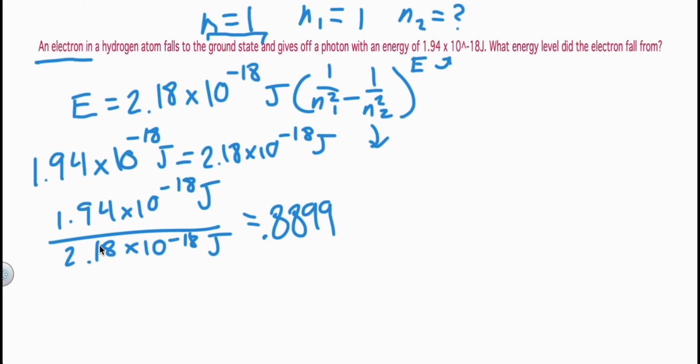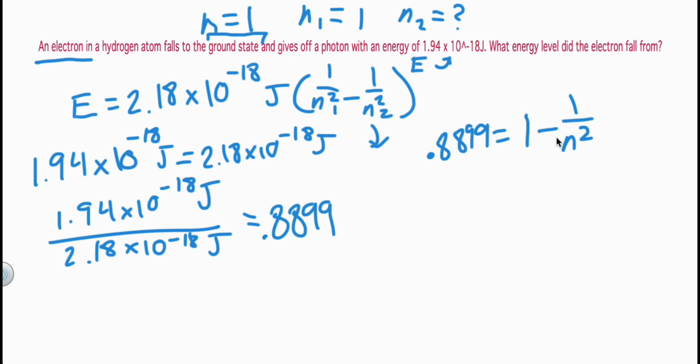So we have 0.8899 equals 1 over... and because we know that the first n term is 1 over 1, we don't even have to write all that out. We can just say 1, because 1 divided by 1 is 1. So 1 minus 1 over n squared, and then you don't have to write the over 2 thing. That just kind of complicates things a little more, and we don't need that. So this is what we have so far.